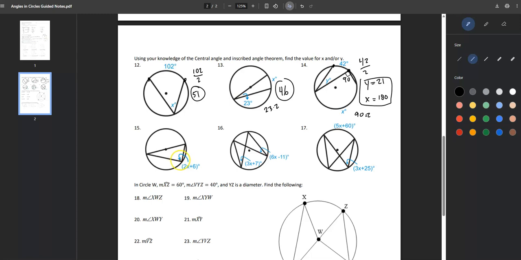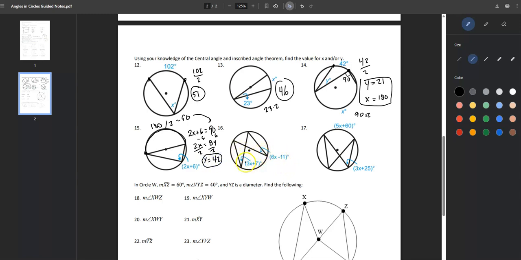Okay, this angle right here is represented by 2x plus 6. And the arc, if you get rid of it, the arc is this that's a diameter, so this would be 180. So this angle should be half of that. So 2x plus 6 should equal 90 because it's half of that. And then I just solve that. So minus 6, minus 6, to have 2x equals 84. Then divide by 2, divide by 2. And so I'd have x equals 42.